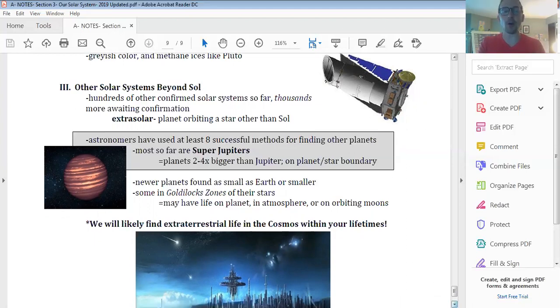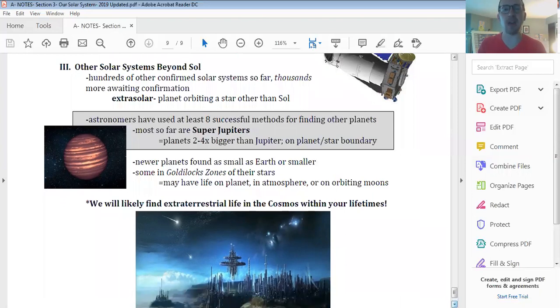Now, so far, most of the planets that have been found are called super Jupiters, which means they're anywhere from 2 to 4 times bigger than our biggest planet, Jupiter. And once you hit this upper range, everybody, you really start to get into that gray area between a big planet and a small star, or what we might call a brown dwarf.